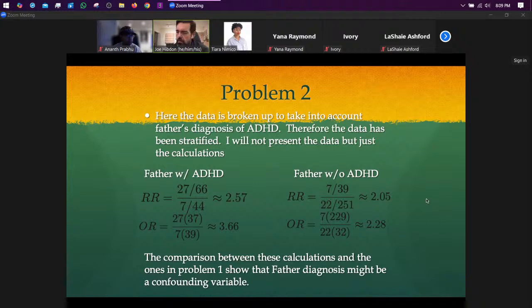So if we compare the comparison between problem 1 and problem 2 are showing that the father's diagnosis might be a confounding variable. And I use the word might. Keyword here.